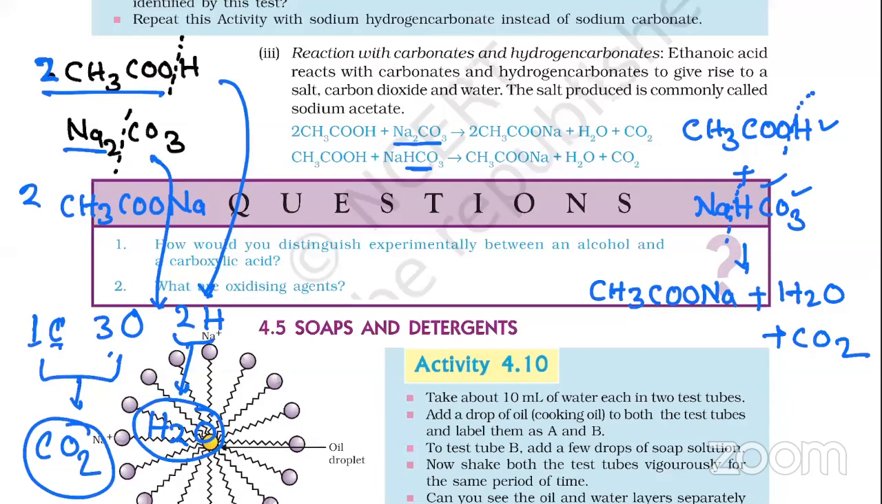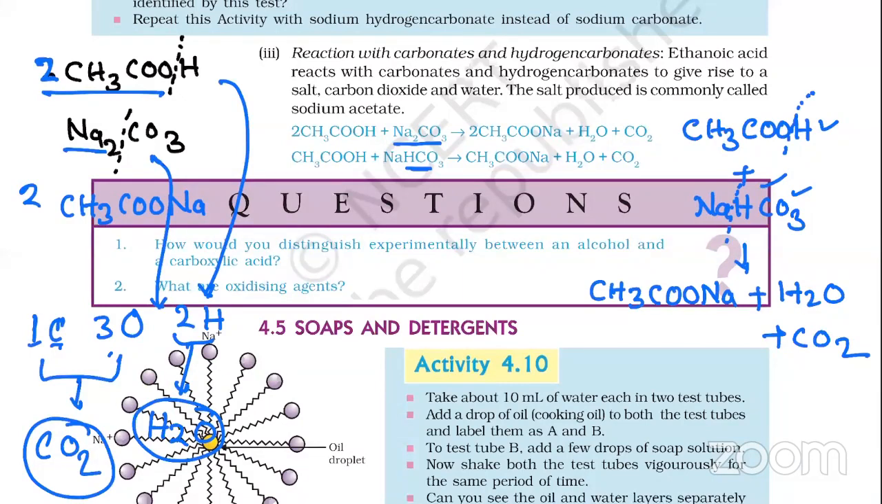Okay, so let's continue the question. We are solving question number 1. How would you distinguish experimentally between an alcohol and a carboxylic acid? So the first test is reaction with a base. For example, we are taking CH3COOH and NaOH.